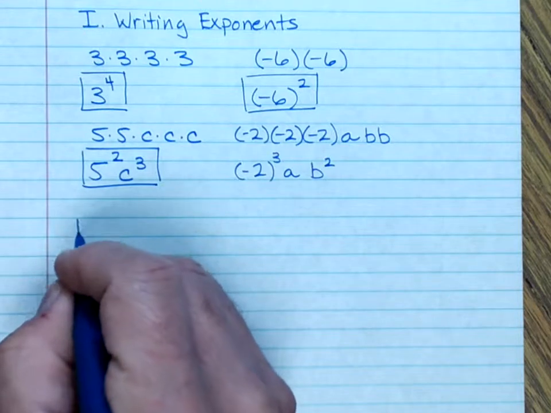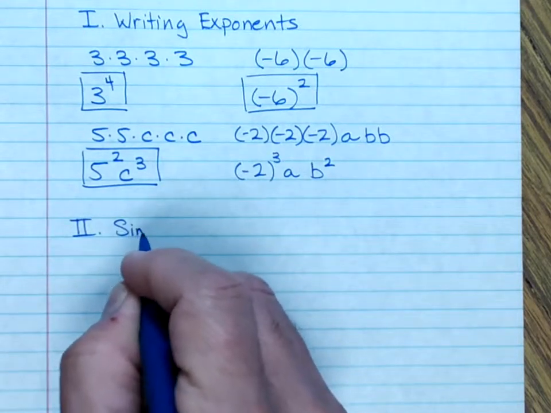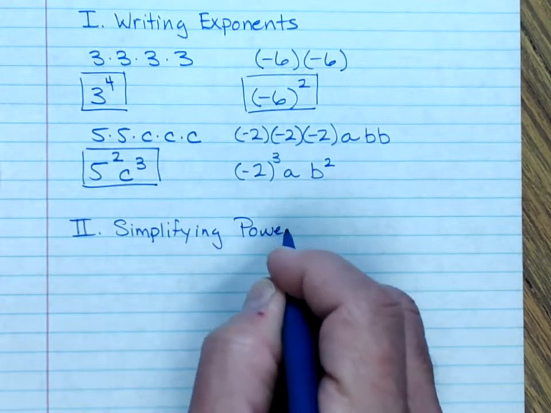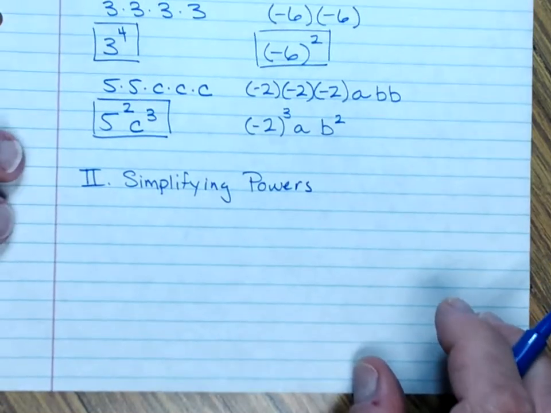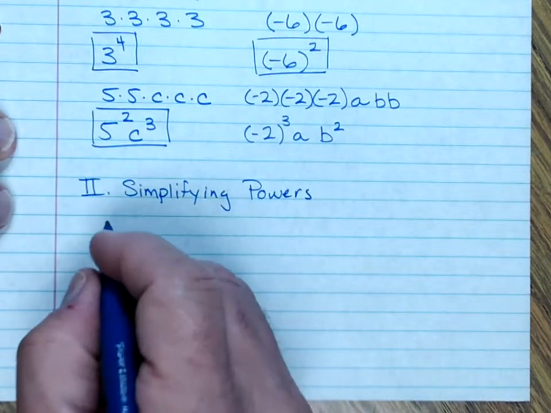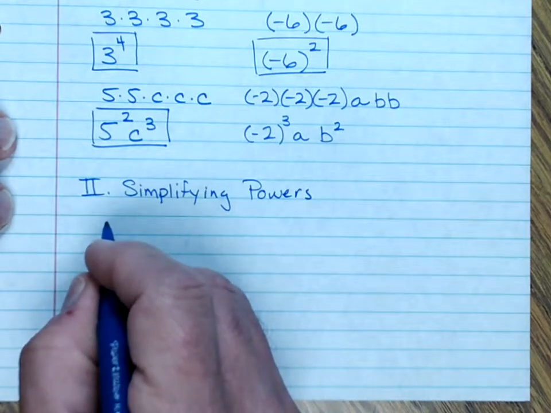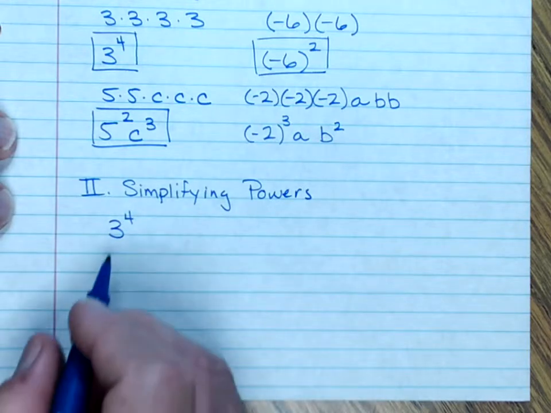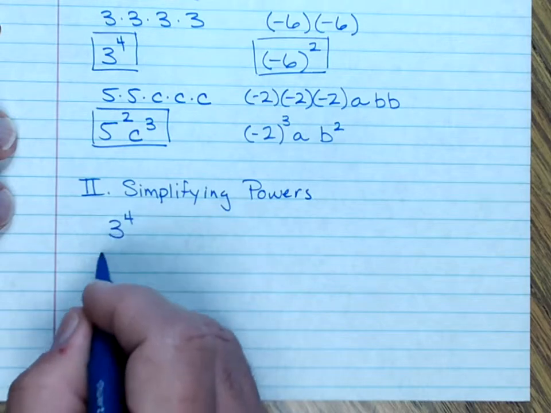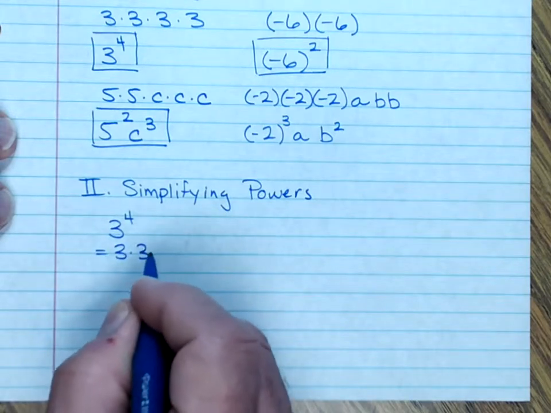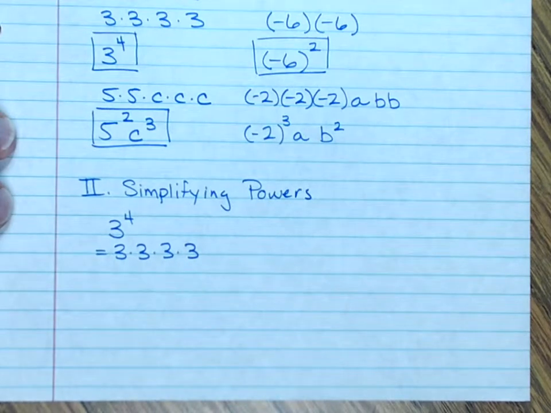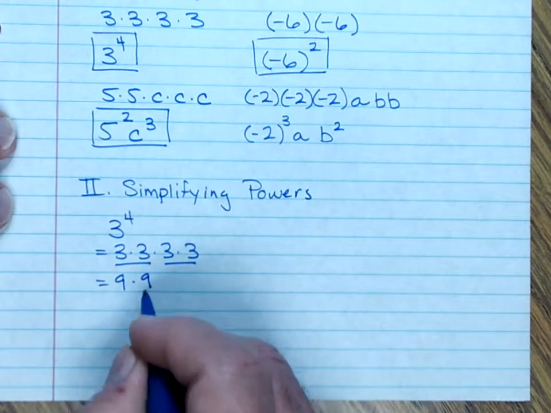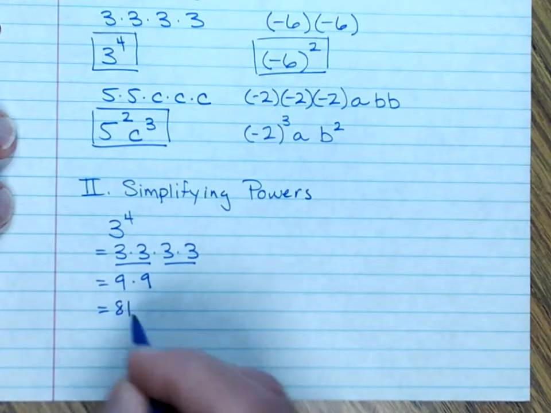Now we're going to get into simplifying powers. So we're going to go back to the first example in section 1, which was 3 to the 4th. In order to solve this, you're going to take your power that they give you, you're going to expand it, and then you're going to just do multiplication. So 3 times 3 is 9. 3 times 3 is 9. 9 times 9 is 81.